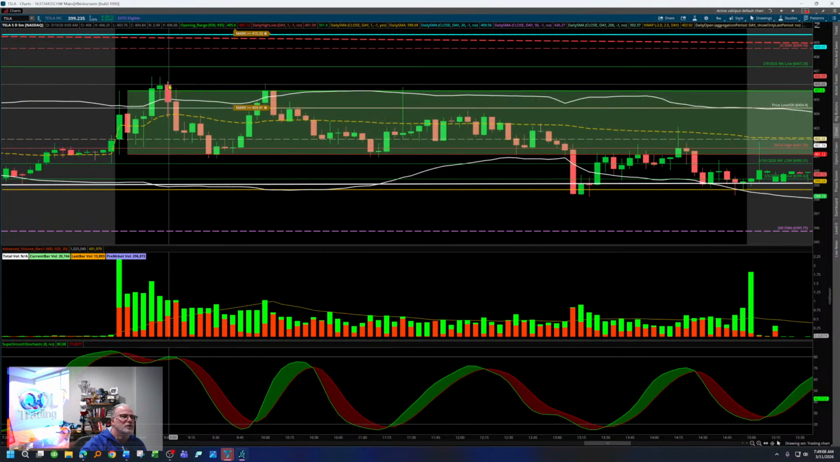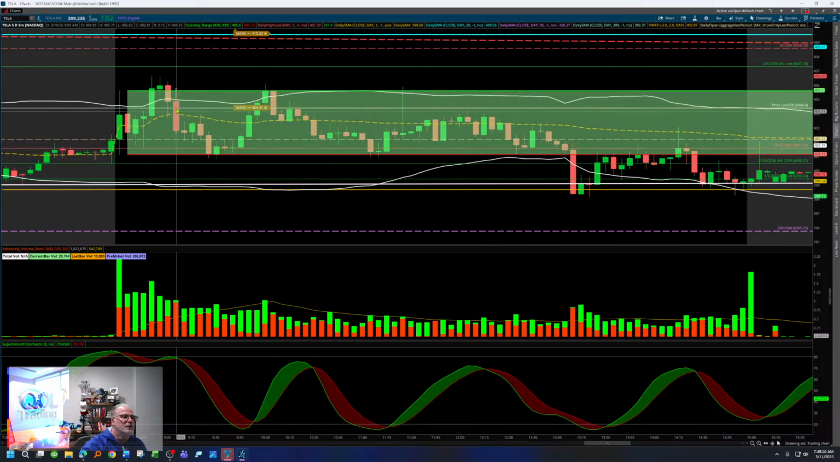This, however, these are better candles. When you have a good solid move one way or the other, then your price action on your premium prices moves in the direction that you take your trade, right?